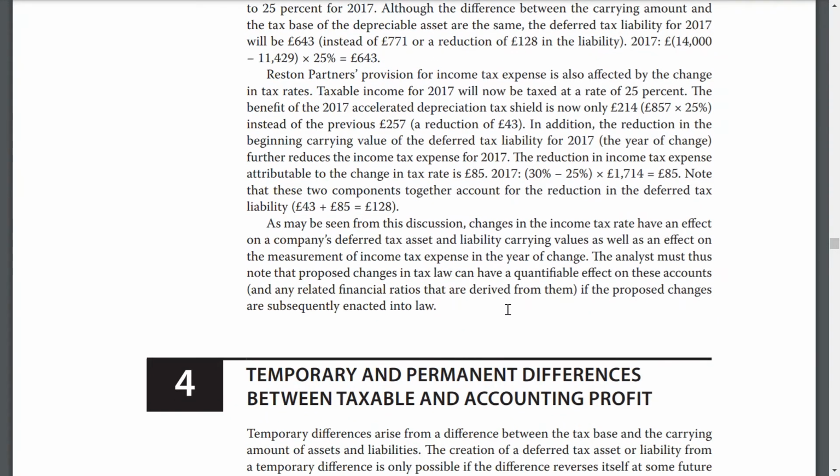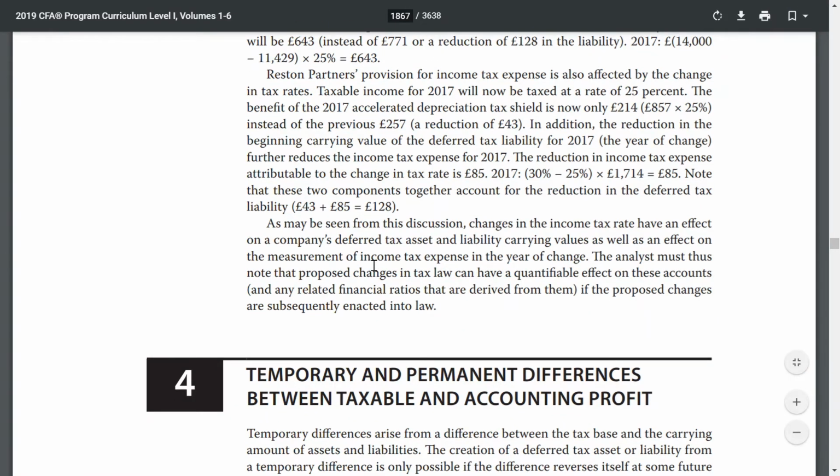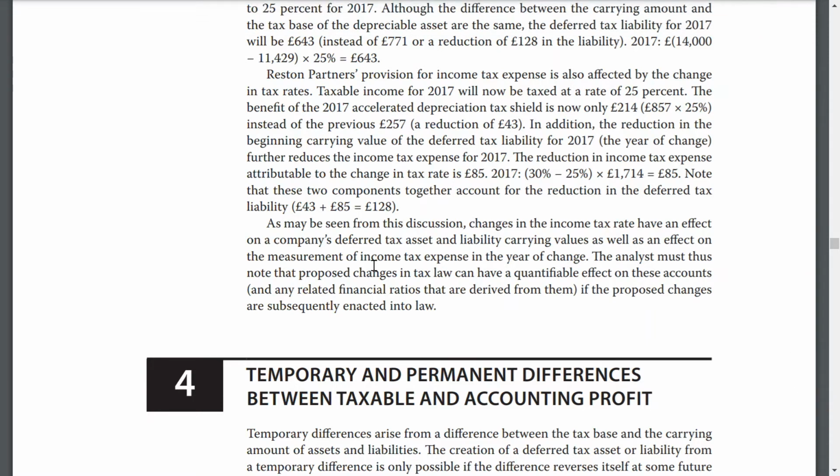As may be seen from the discussion, changes in income tax rates have an effect on a company's deferred tax assets and liability carrying values, as well as an effect on the measurement of income tax expense in the year of change. The analyst must thus note that proposed changes in tax laws can have a quantifiable effect on these accounts if the proposed changes are subsequently enacted into law.